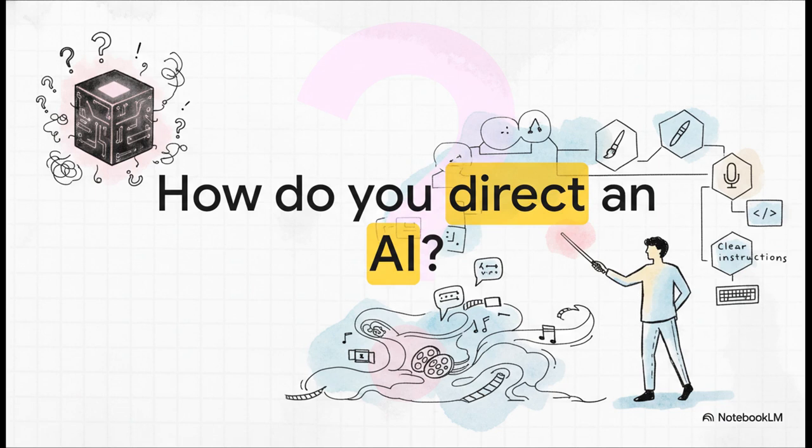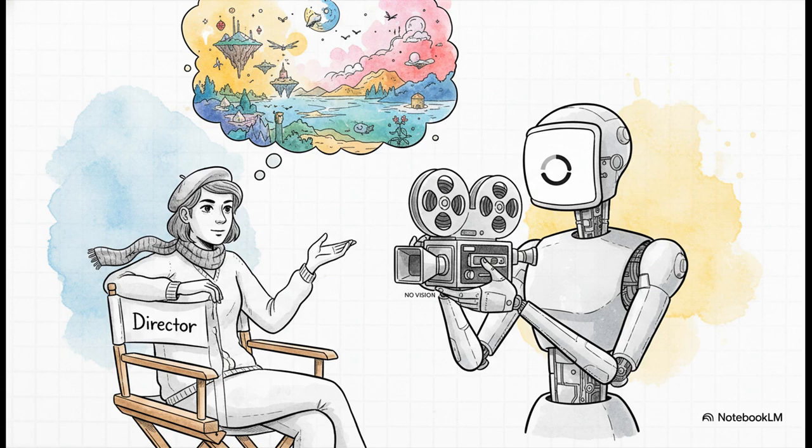We tend to think of AI as this kind of magic box, but it's way more helpful to think of it as a creative partner, one that just needs really clear instructions. So how do you give those instructions? How do you step up and become the director of your own creation? And this is the most important part.